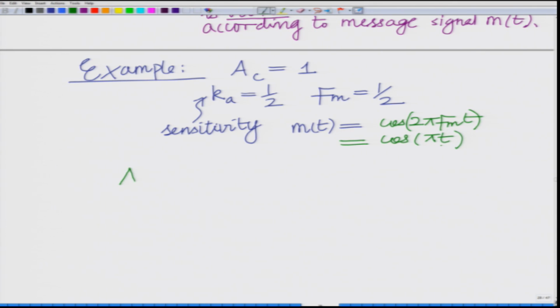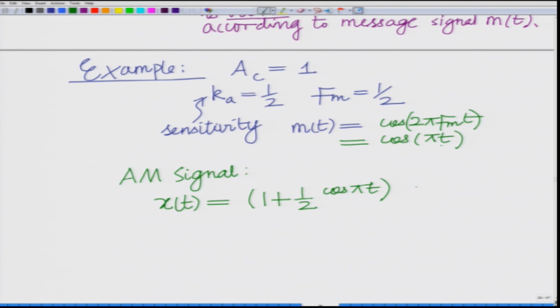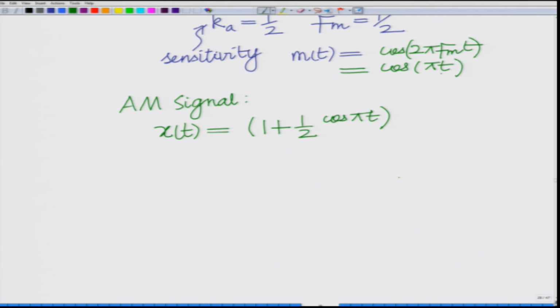Therefore, the AM signal x(t) is given as A_c, that is 1, times 1 plus k_a, that is half, cosine pi t, times cosine 2 pi f_c t.